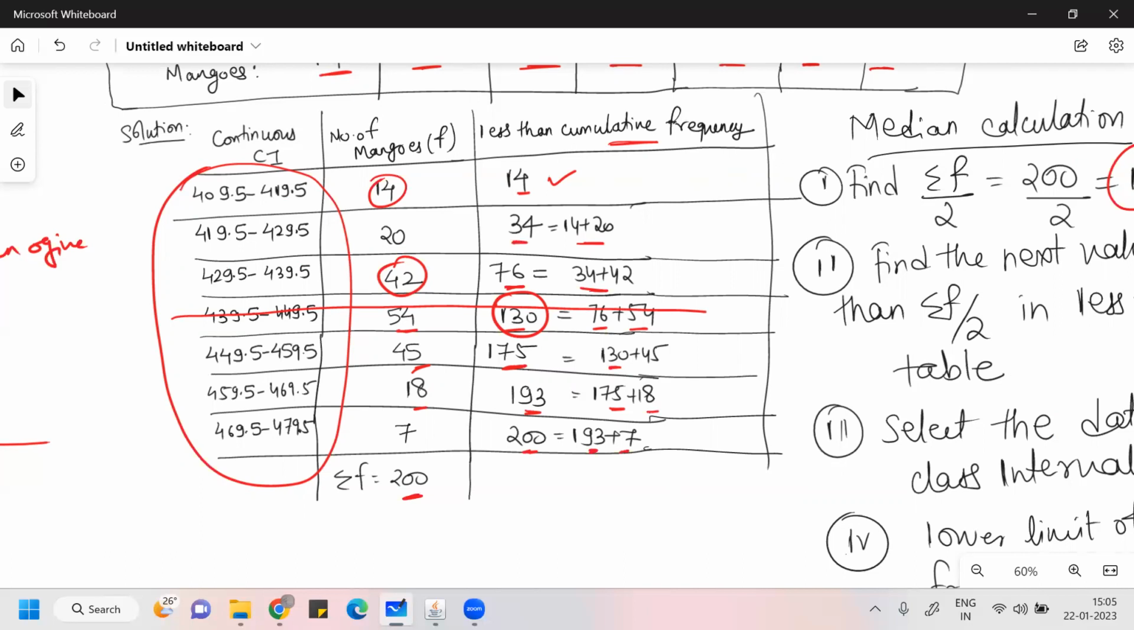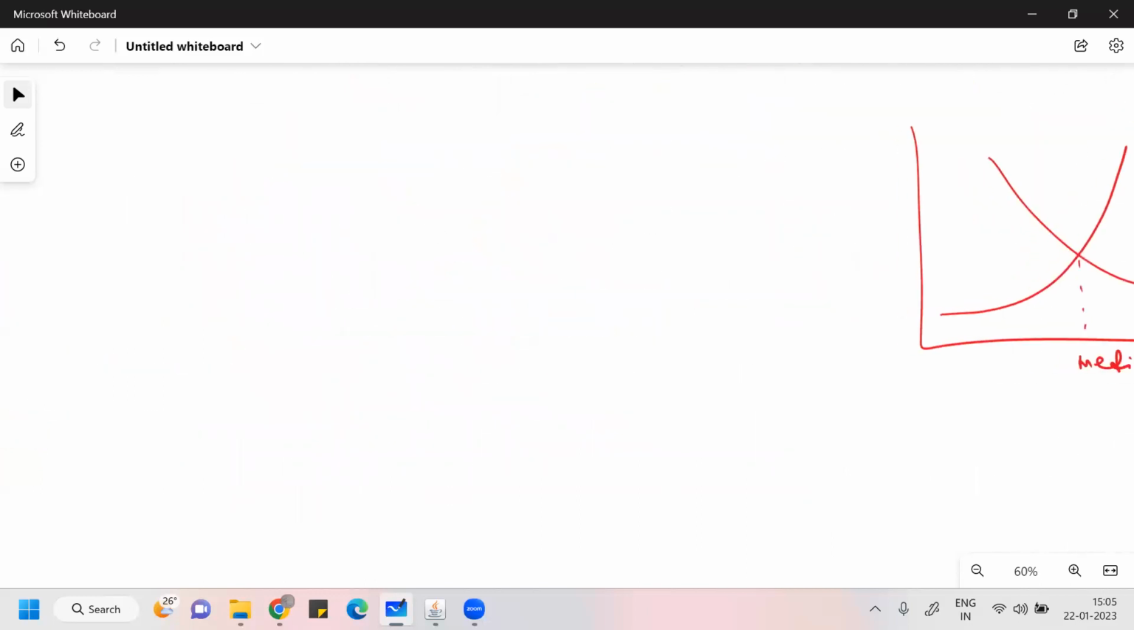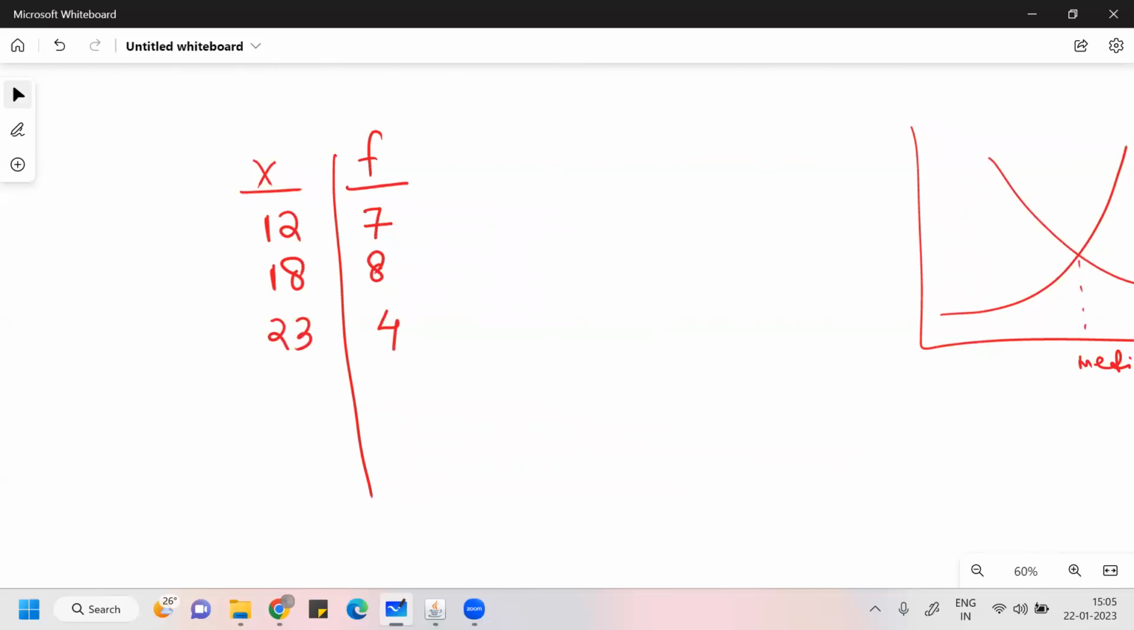We find the median by the interpolation method because we don't have the exact x value. Imagine if you had the exact x value, then you would get the median directly. Suppose, for example, I'll show you for your understanding. If your question is like this, something like this.